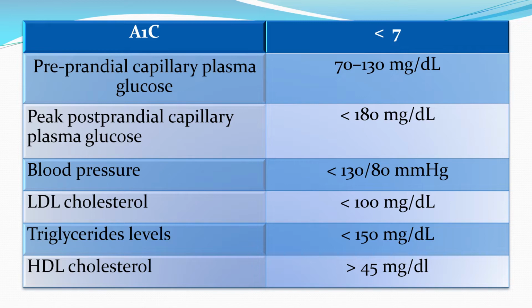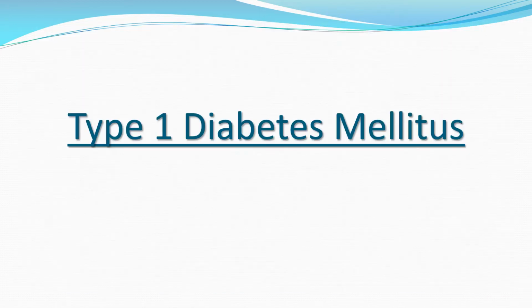Now remember that type 2 diabetes patients are usually overweight, hypertensive, and have hyperlipidemia. So if you have a diabetic patient who is hypertensive, the optimum blood pressure should not exceed 130/80. The LDL cholesterol should not exceed 100 milligrams per deciliter. The triglycerides should not exceed 150. And the HDL cholesterol, which is the protective type of cholesterol, should be more than 45 milligrams per deciliter.